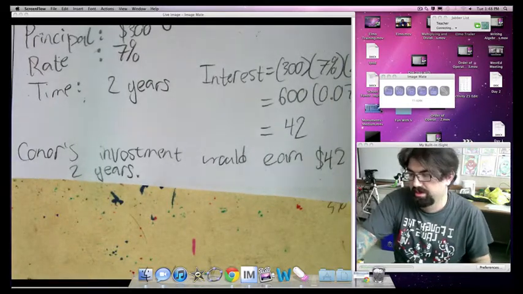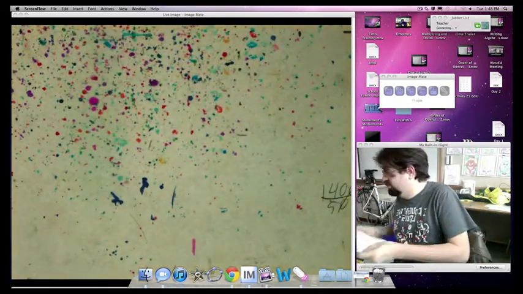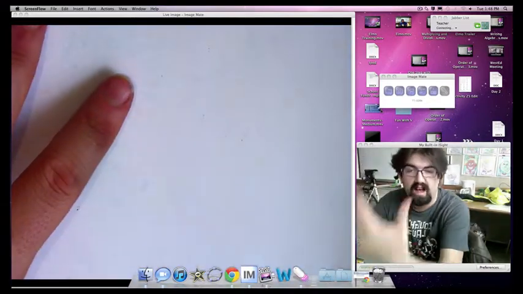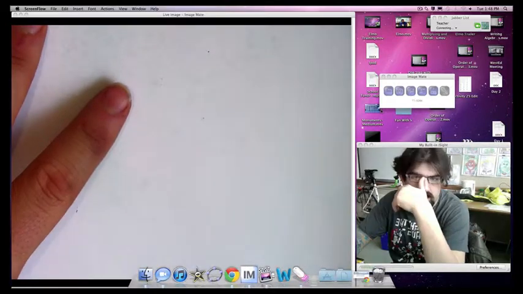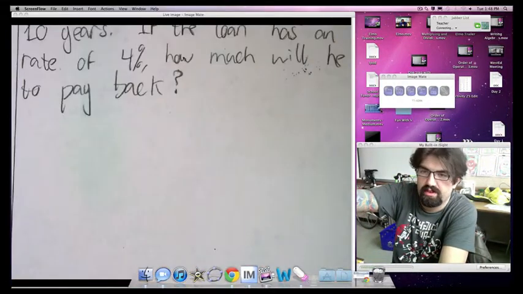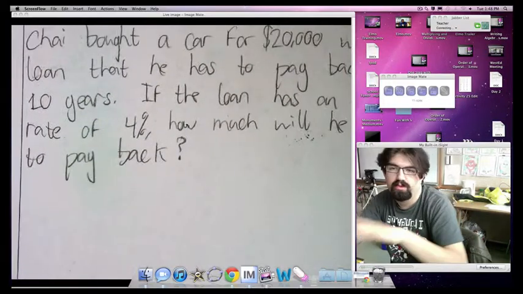We'll do one more example, but that's basic. That's it. It's not too crazy. It's just plugging some stuff in. Sometimes you might have to solve for time, or for the principal, or for the rate. Sometimes you might have to solve for that, but it's just like solving an equation. So we're going to focus more on that in class.